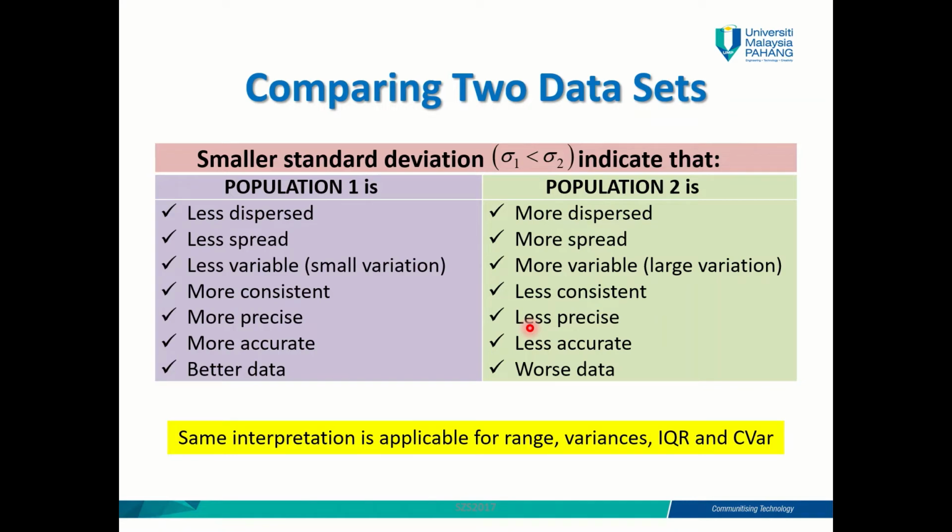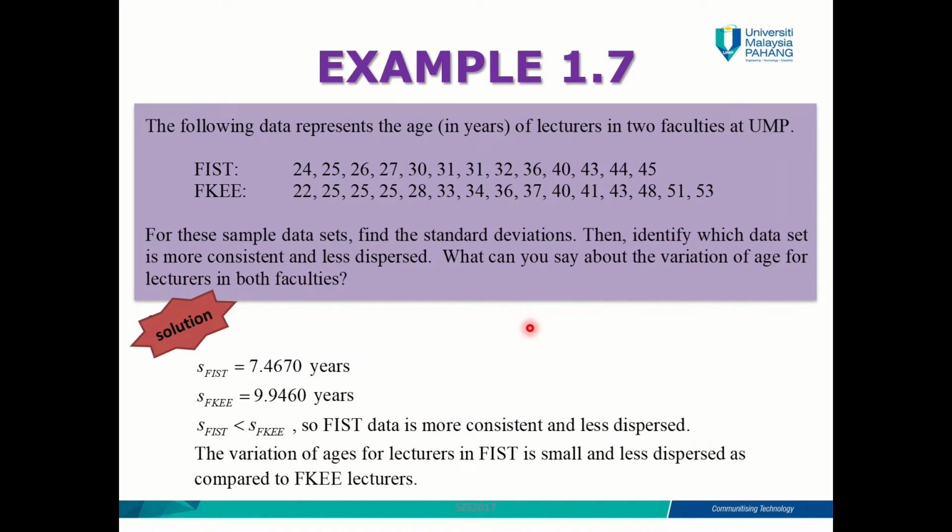Is that clear? Why don't we take a look at an example for this? Given to you here are two data sets, where the variable is the age of lecturers, the age in years. This is the age of lecturers in FAS, and below here is the age of lecturers in FKE. Obviously, this data is sample data because I'm sure there are more lecturers in FAS. It's not just these few people, these few entries.